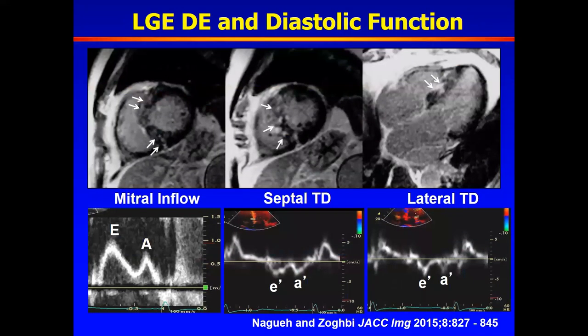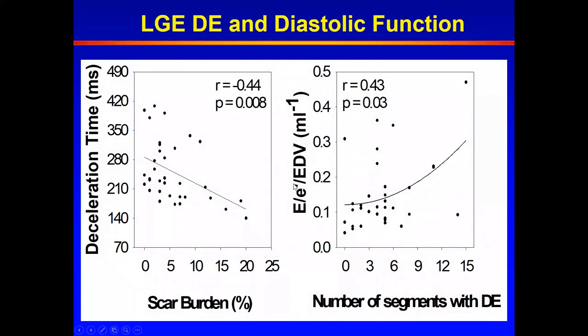We talked about fibrosis, and we said fibrosis contributes to increased interstitial matrix and increased chamber stiffness. That's an example from a patient with hypertrophic cardiomyopathy and late gadolinium hyperenhancement. You see the arrows in the short axis, two short axis views, as well as an apical four chamber view. And you see the corresponding mitral inflow pattern. That's a pseudo-normal pattern, so to speak, high left atrial pressure and very small annular velocities.